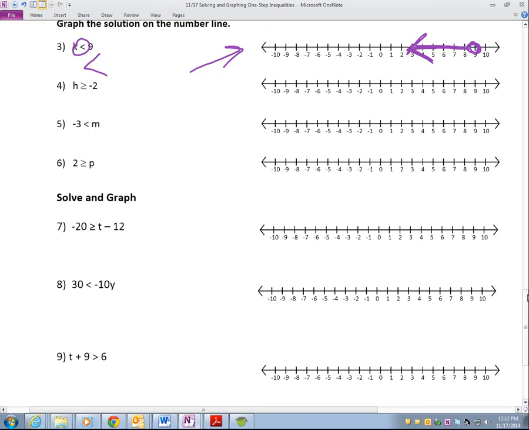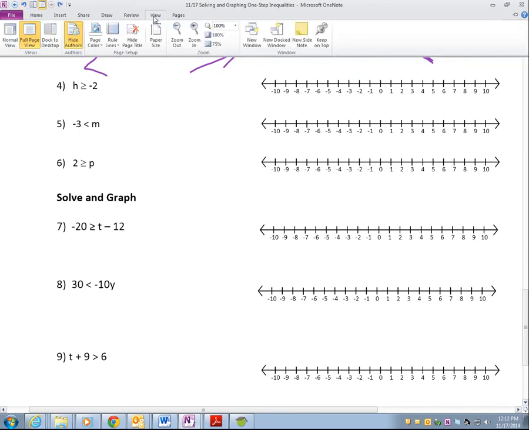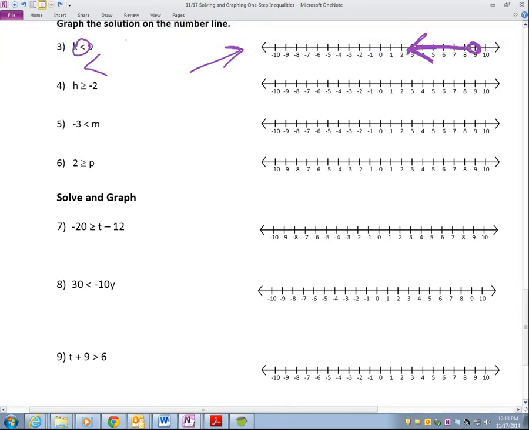All right. For this one over here, we have h is greater than or equal to negative 2. So that means it's greater than or equal to. That's going to be a filled-in circle. It's going to be a filled-in circle at negative 2. The arrow is going to point this direction because that is my greater than symbol. That's how that should be labeled. Please do number 5 and 6 right now.